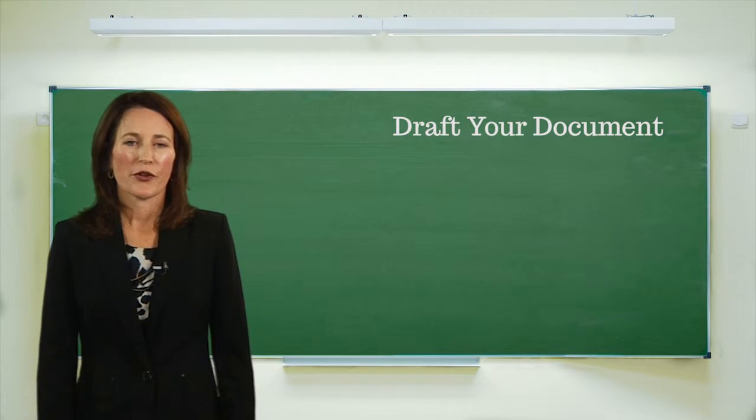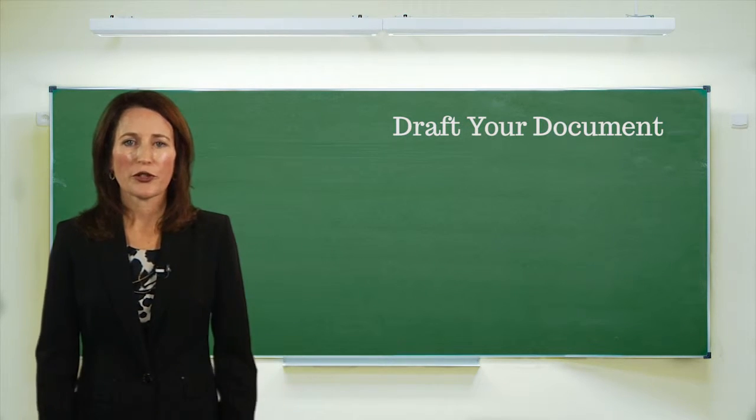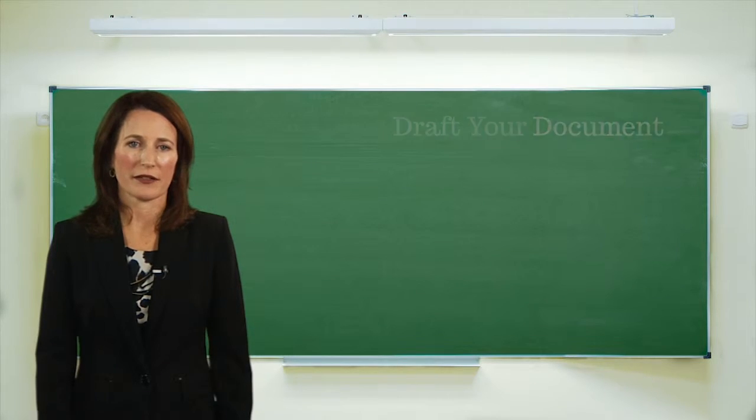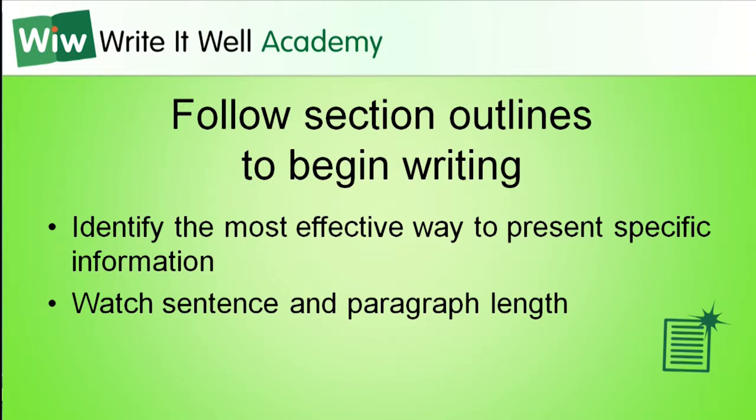So, first thing, follow your section outlines to begin writing. Identify the most effective way to present specific information. You may want to use lists. We are a big proponent of lists here at Write It Well. I'm going to show you some guidelines.